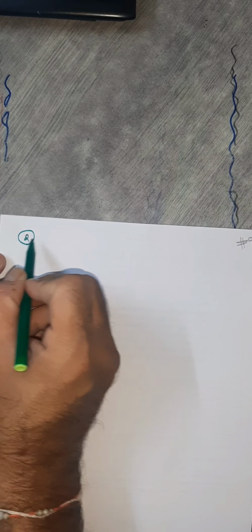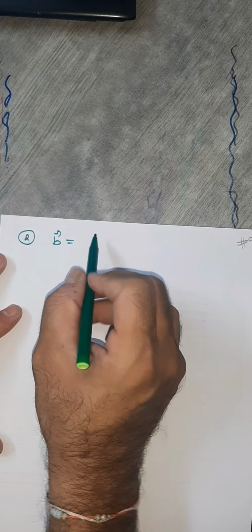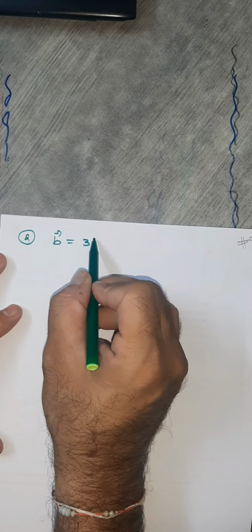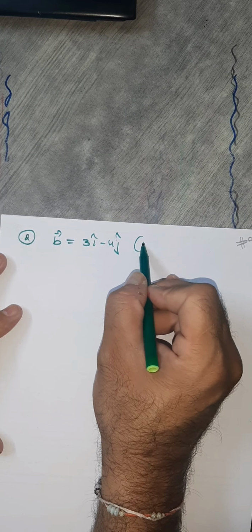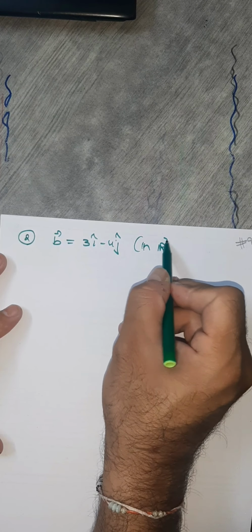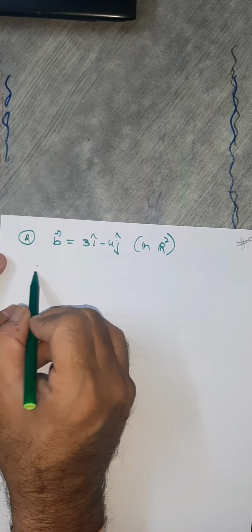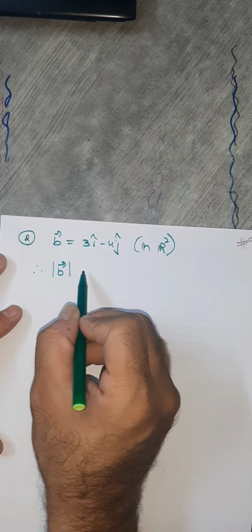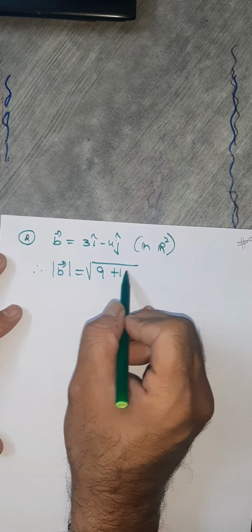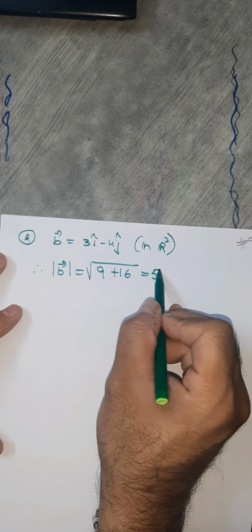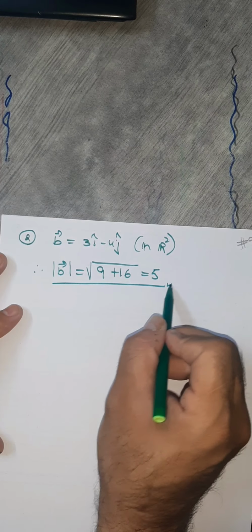If I take one more example here, vector B equals 3i cap minus 4j cap, in R2 I have chosen. Okay, what is its magnitude? That is root of 9 plus 16, which is 5. That's not 1, so it's not a unit vector, remember.